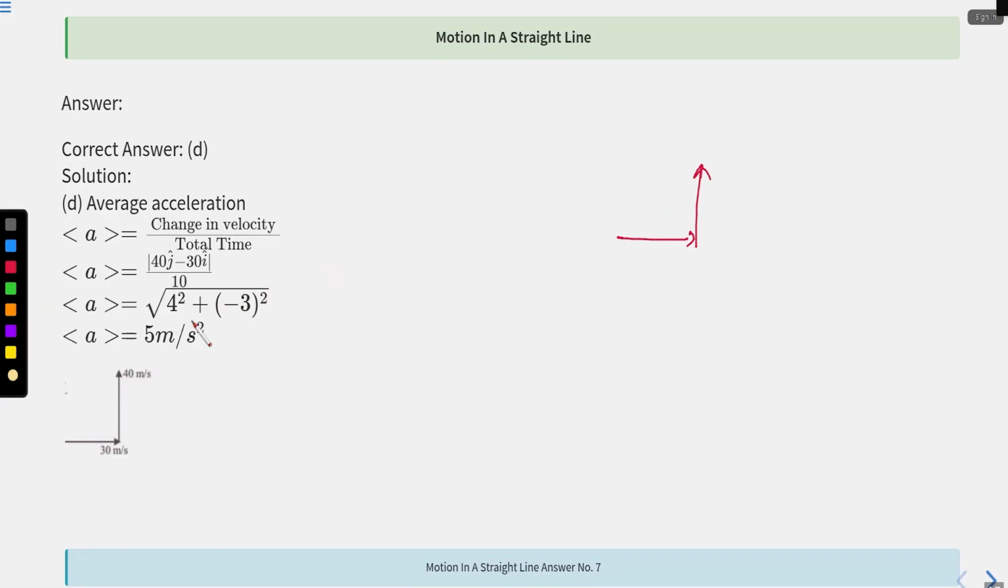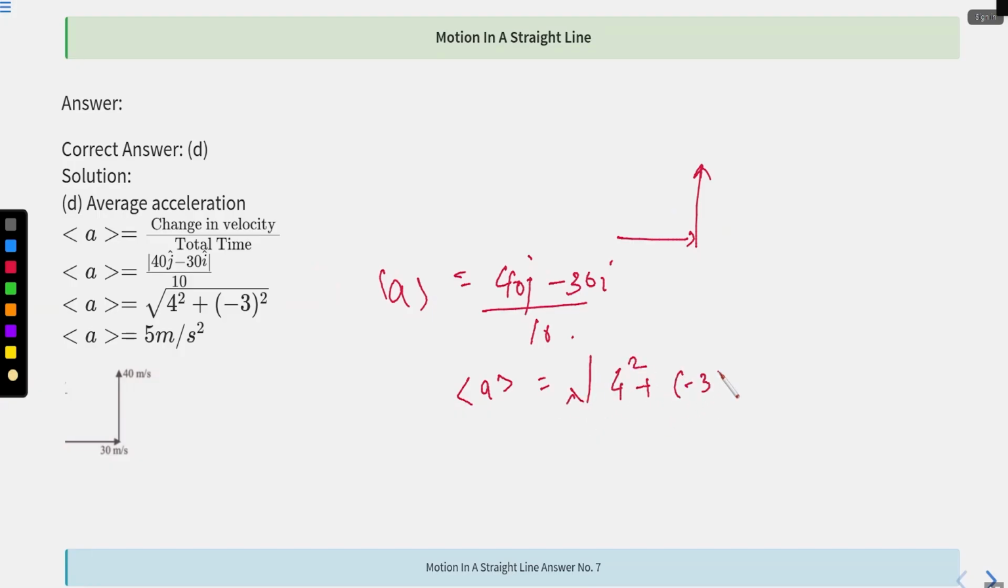Okay? So the acceleration will be 30 j cap minus 30 i cap divided by 10. All right. So your acceleration is nothing but under root of magnitude, that is 3 square plus minus 3 square. Acceleration is nothing but 5 meter per second square. All right.